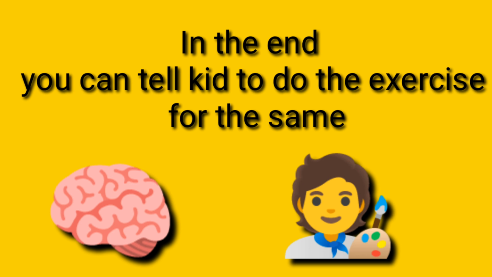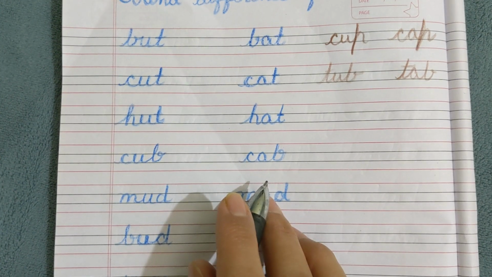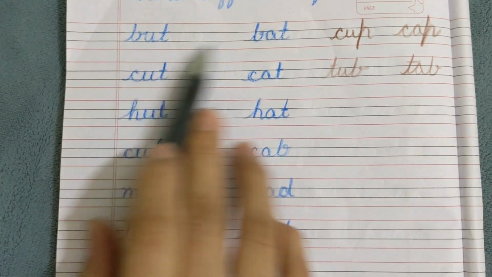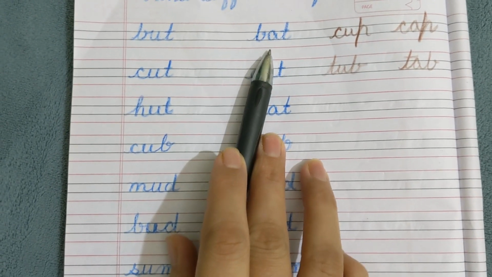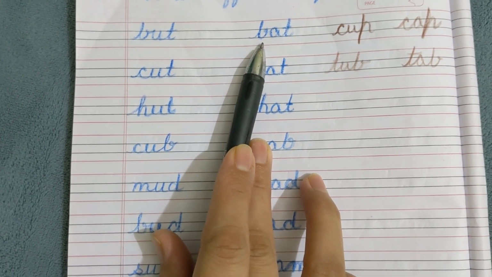In the end, you can tell the kids to do an exercise for the same. What you need to do is write down words like run and ran, and just say one word and tell the kid to circle that word. Like you have written run and ran, just say one word, run, and they will circle it. So this is the exercise worksheet, and these are similar words having the difference of U and A. We say only one out of these two and the kid will circle it.